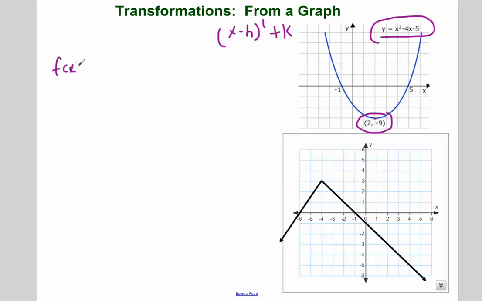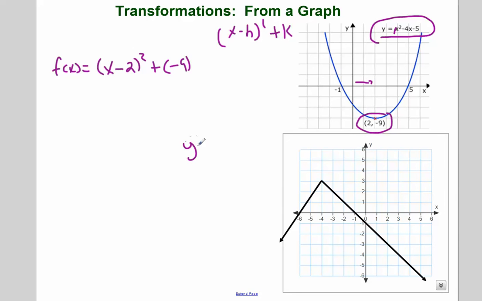So I can do this. I can do f of x is equal to, and I have a 1 right here, and it's positive, it opens up, so I know I have my x minus h. Well, I went over to the right 2, so I'm going to do minus 2. And I went down 9. Of course, I only allow one sign per term, so that would just be a -9 right there.